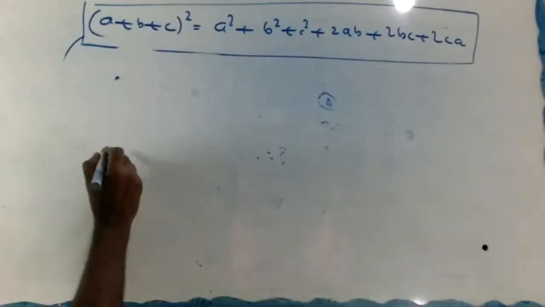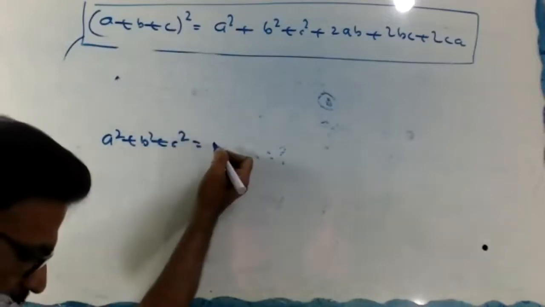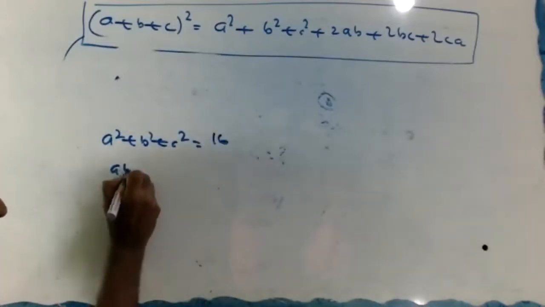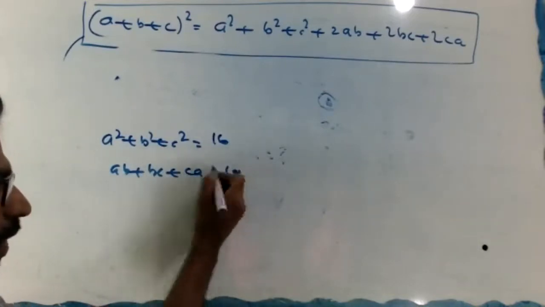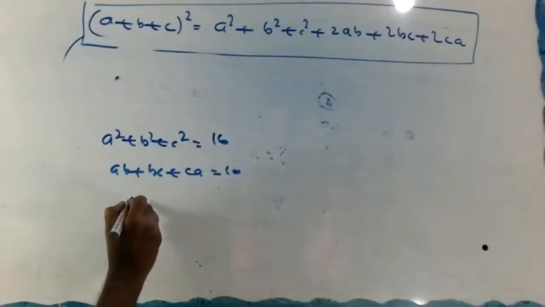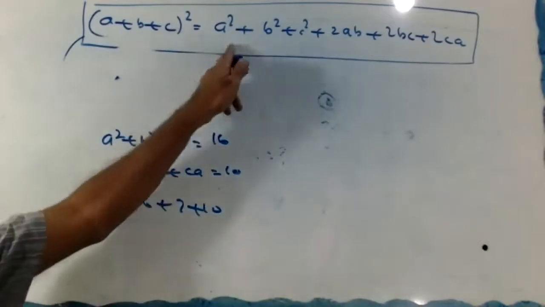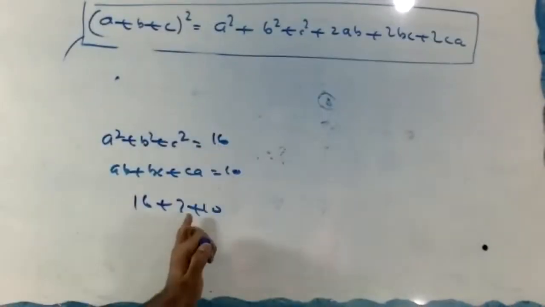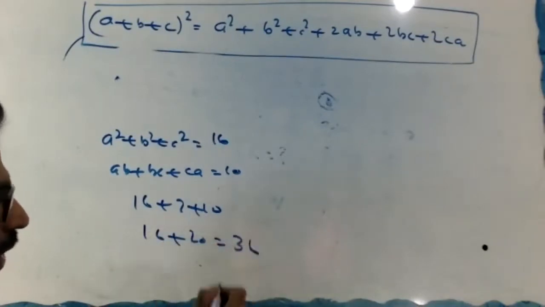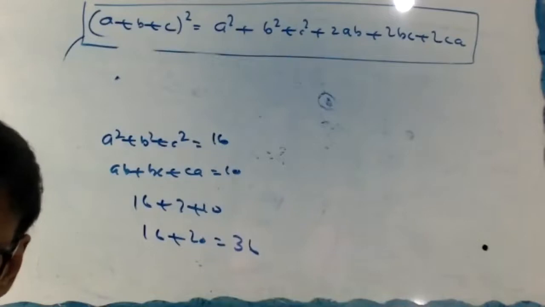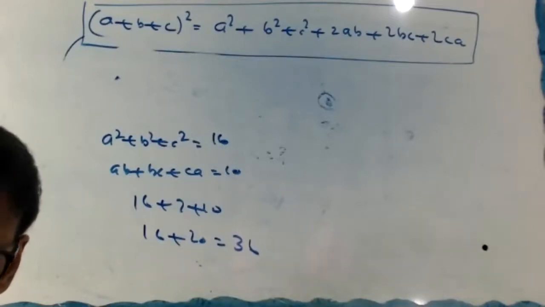Okay, second one is A square plus B square plus C square equal to 16. AB plus BC plus CA equal to 10. Find A plus B plus C. Okay. So 16 plus 2 into 10. A square plus B square plus C square is 16. 2 into 10 is 20. That is 16 plus 20, 36. A plus B plus C equal to plus or minus 6. Right? Plus or minus 6.